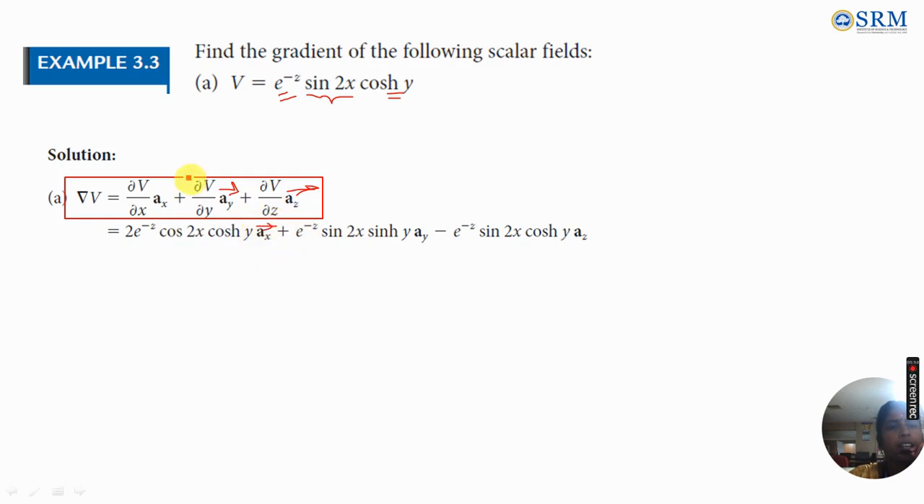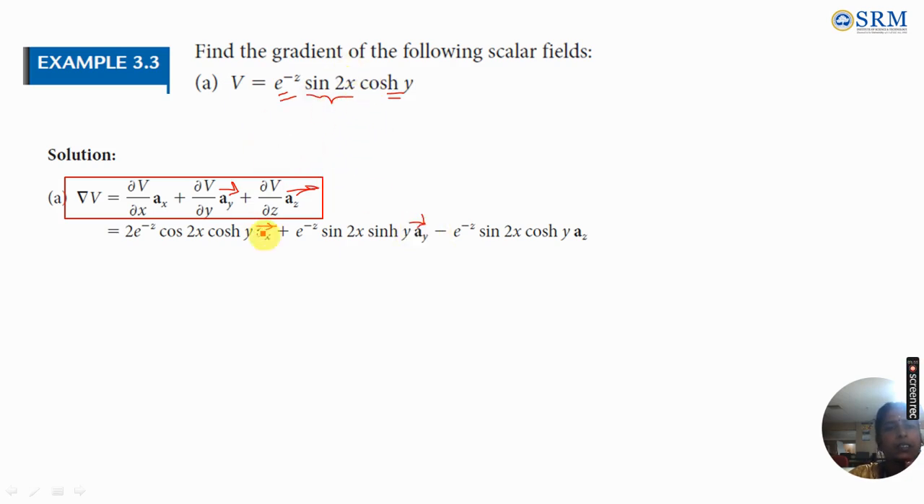Similarly, for the second term, I have to differentiate with respect to y, right? In that case, these two terms will be there as they are. e^(-z) sin 2x will be there. Differentiation of cosh y is sinh y, and that I have to multiply with the unit vector.